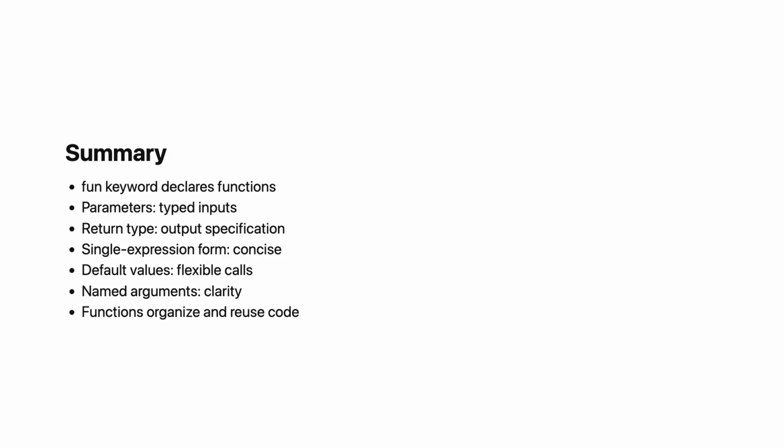Let us summarize. Functions are named blocks of code that perform tasks. Declare with fun, name, parameters, optional return type, and body. Parameters are typed inputs. Return type specifies what comes out. Single expression functions use equals for concise syntax. Default parameter values reduce the need for overloads. Named arguments improve clarity at call sites. Functions organize and reuse code. They are essential to well-structured programs.